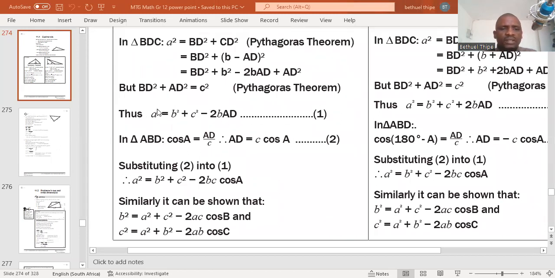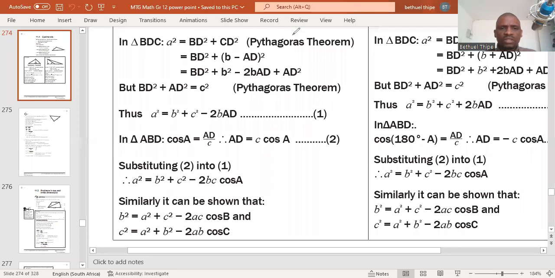So we have A squared equals B squared plus C squared minus 2B AD. And we're going to label this equation now. So what I did, where there is B squared and AD squared, I substitute that by C squared.